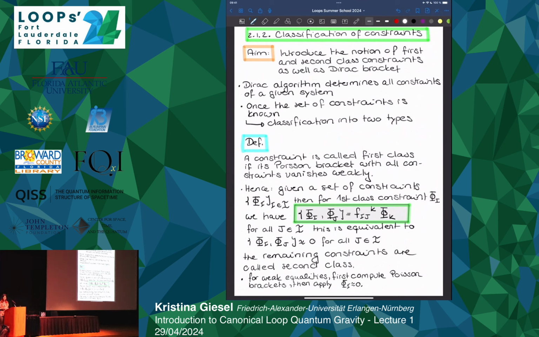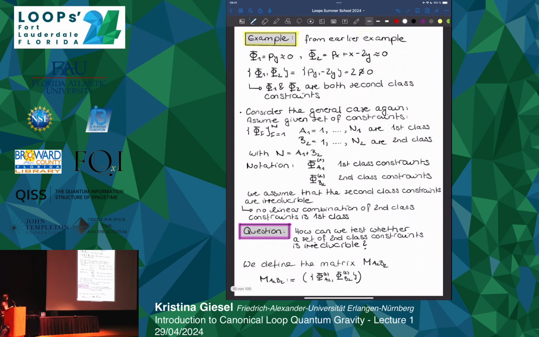Now, if this is not the case, we have constraints where this might not be satisfied. We call those constraints second class. Also, just to remark, when you compute with those constraints in the formalism, if you compute Poisson brackets, you do this first and then apply the weak equality. Otherwise, you just get trivial zero everywhere.